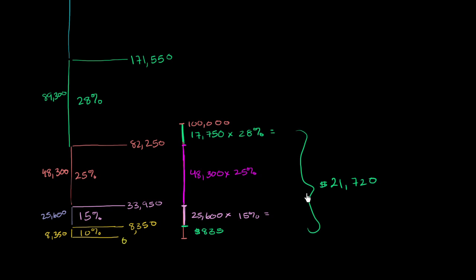And I want to make sure you don't have the misconception. Notice, you only pay the 28% on the incremental amount when you enter that bracket. You don't pay this 28% on the entire $100,000, just on the increment above $82,250. You don't pay the 25% on the entire amount, just on the increment between $33,950 and $82,250.